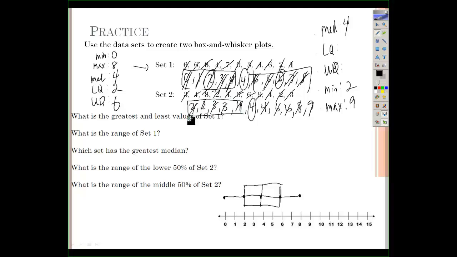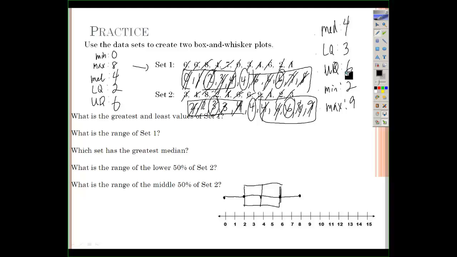The lower quartile is found by getting the median of the lower set of data. So I'm going to look at this set of data. I'm going to start crossing out numbers, figure out what it is. I'm going to say it's 3. The upper quartile, looking at the top half of the numbers, is 6. And so I have everything I need to make a box and whisker plot.